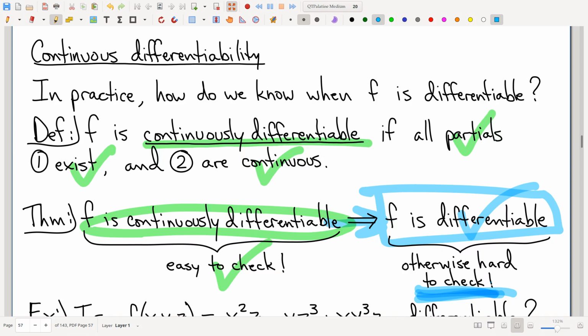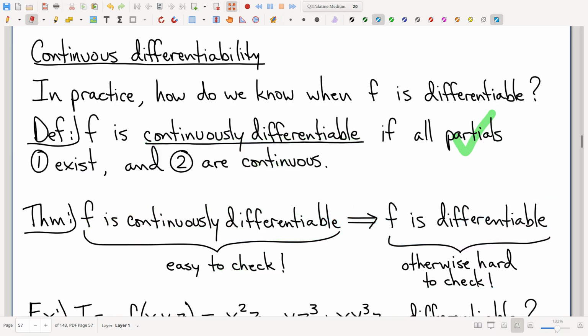Everybody happy? All right. All righty. So, lovely idea.